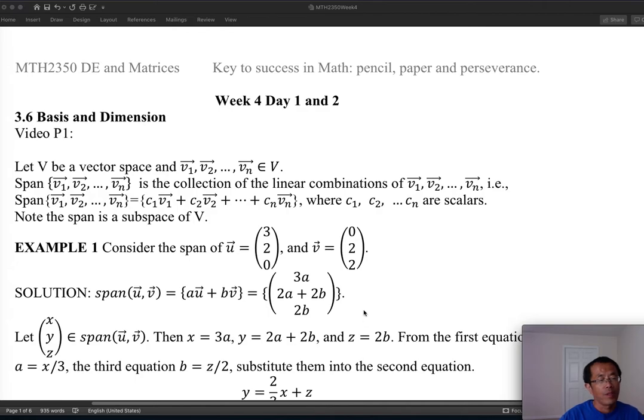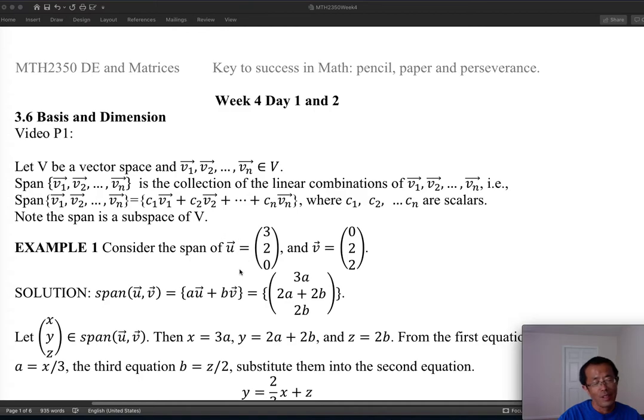Welcome back to the class of differential equations and matrices. And we are in section 3.6. It's about the basis and the dimension. But anyway, we just started a new concept: linear combination and the span.